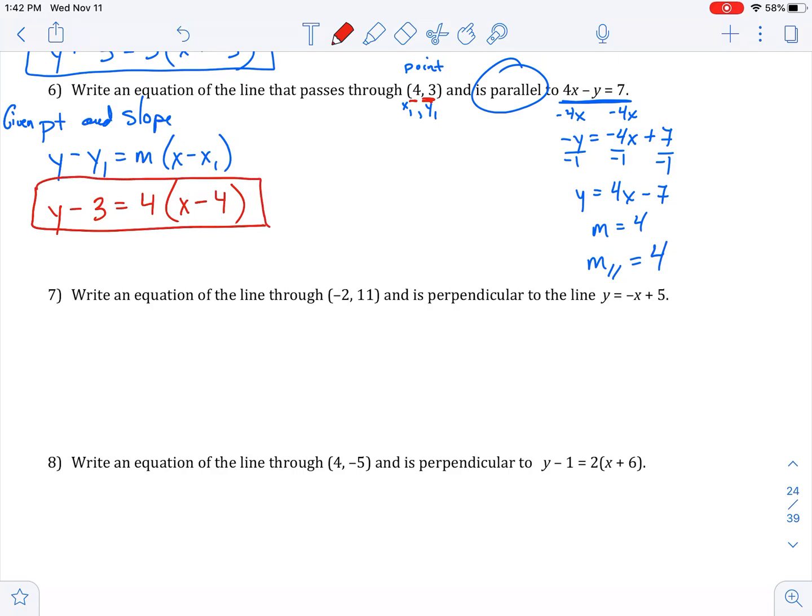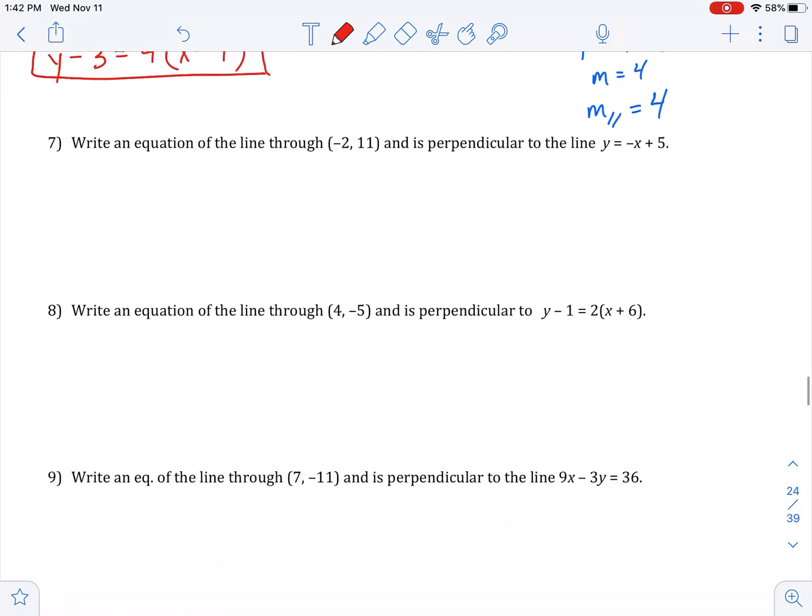In problem number 7, it says write the equation of the line that passes through this point. And again, we are being told we have a point. Well, when we are given points, we're going to start with them in point-slope form. But now we want it to be perpendicular to this line here. Let's be aware that this is in slope-intercept form. So the given slope here is -1. But if I want to talk about the line that is perpendicular, I'm going to represent this notation as a perpendicular slope. So the opposite reciprocal of -1 is positive 1 over 1.